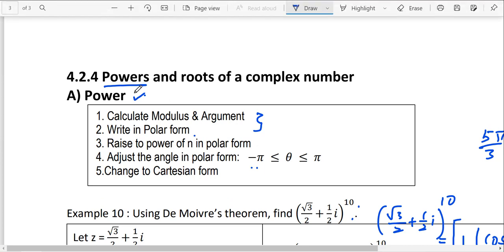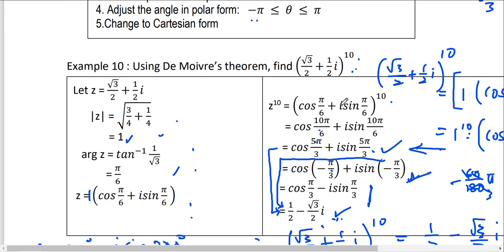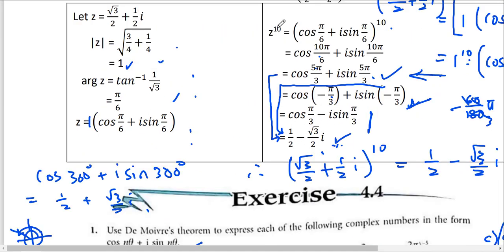This one got one answer only. If raised to a power, you have one answer only, in polar form or in Cartesian form. If you have roots, you have a lot of answers, based on how many roots. Square root, you have 2 answers. Cube root, you have 3 answers. Fourth root, you have 4 answers. Fifth root, you have 5 answers. That's why it is a bit complicated.